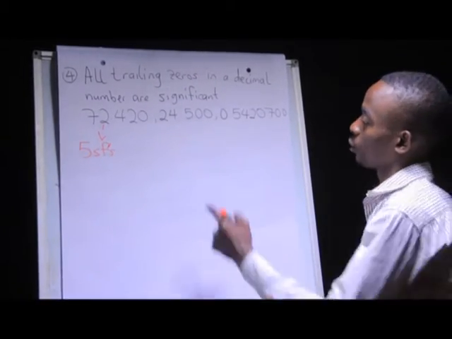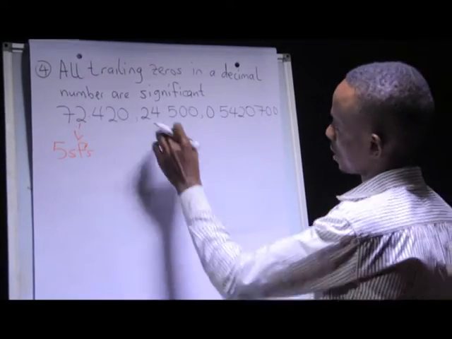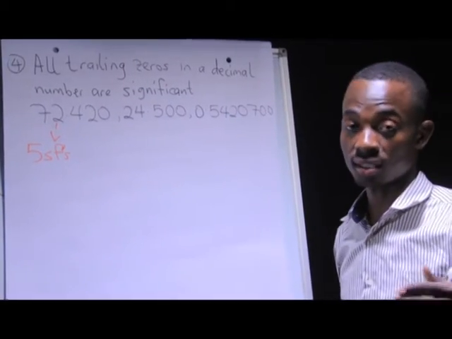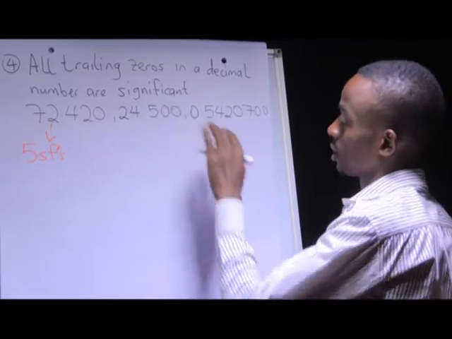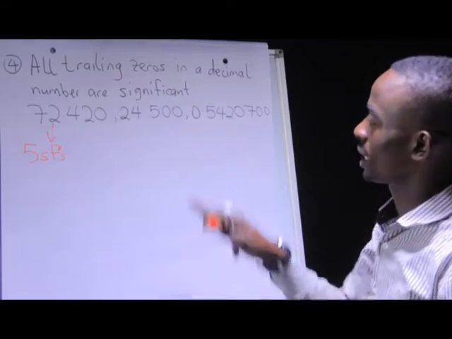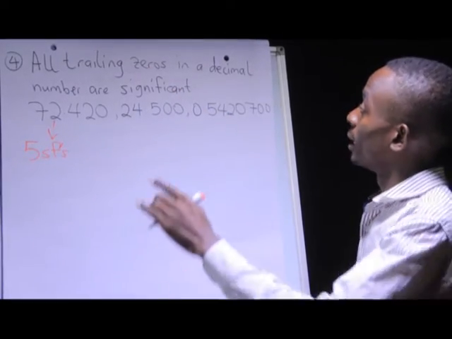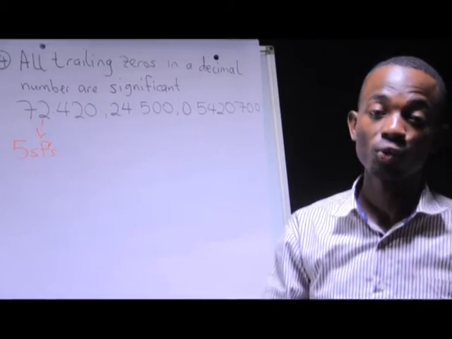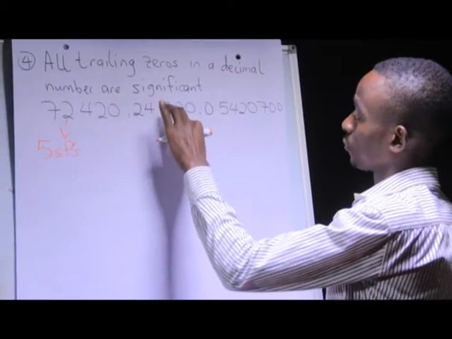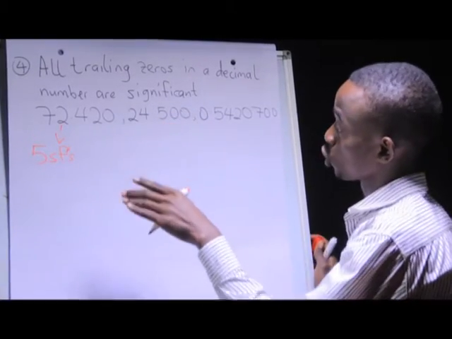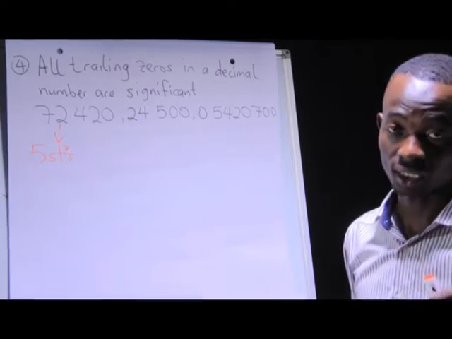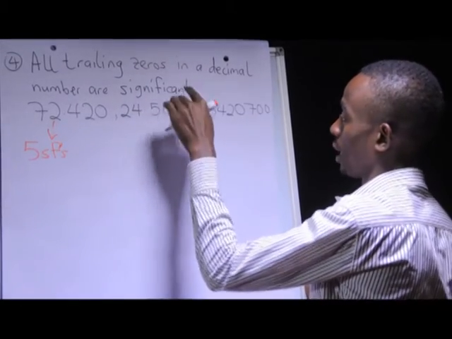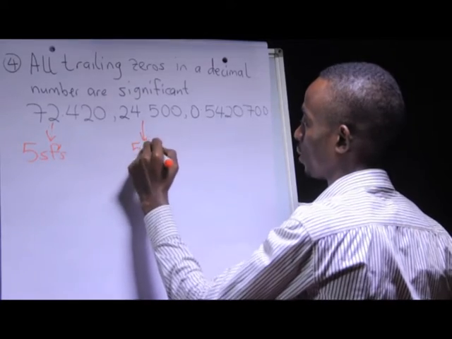I proceed to the next one, 24.500. Of course, the 2, 4, and the 5 are significant based on condition 1, which was saying all non-zero digits are significant. Now how about these other 2 zeros? Condition 4 tells us all trailing zeros, in other words, all the zeros that come at the end, but that applies when you're dealing with decimal numbers. We're also going to look at an instance where it is not a decimal number. When you look at these zeros, they are at the very end. So these other 2 zeros are also significant based on condition 4. So when I'm counting the number of significant figures, I have 1, 2, 3, 4, and 5. So these are 5 significant figures.